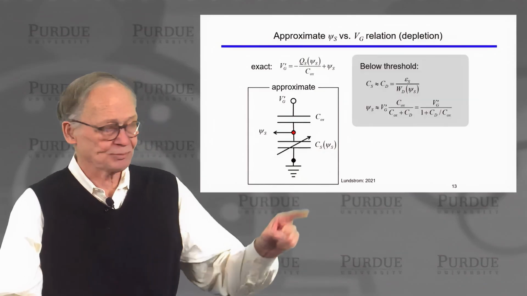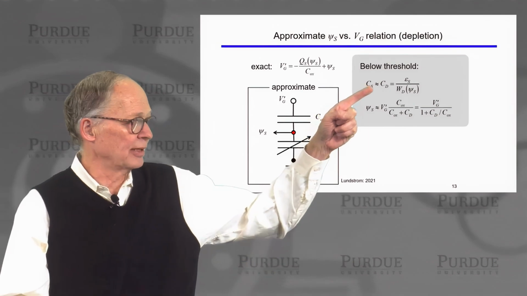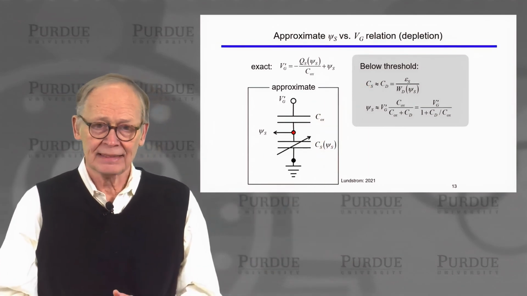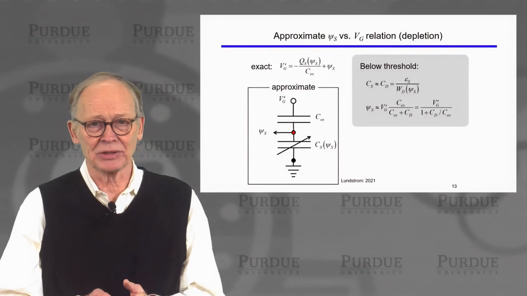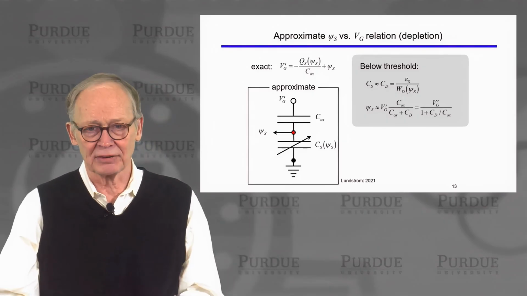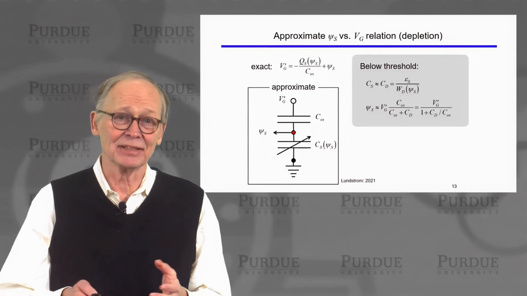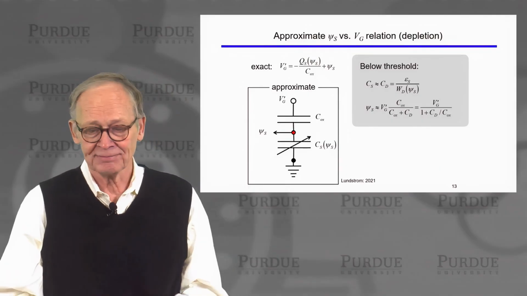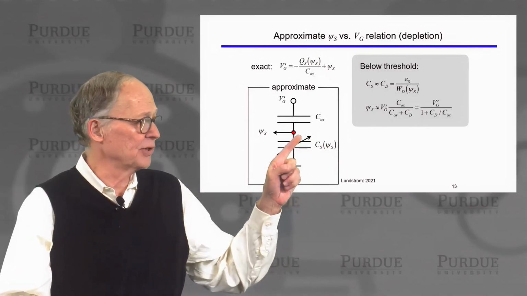So let's do that. Let's say that the capacitance of the semiconductor is the depletion capacitance. We'll assume that it is not voltage dependent. We'll just use some average value for the surface potential. It doesn't vary strongly with surface potential, only as a square root, so we'll get close. And then we do voltage division.